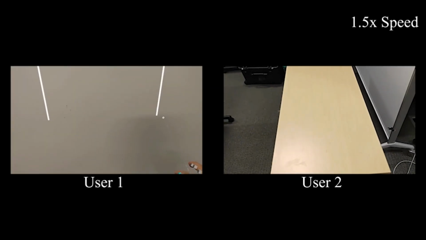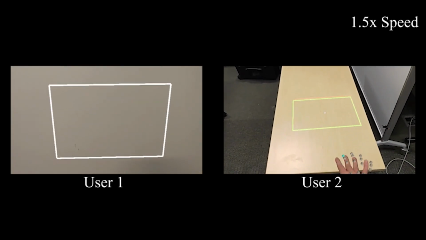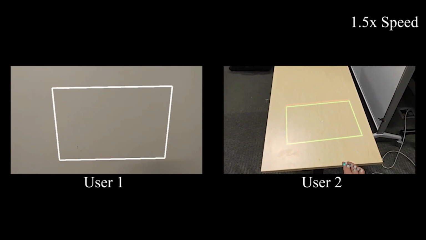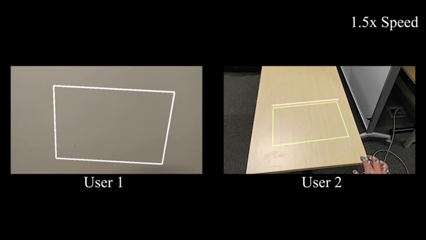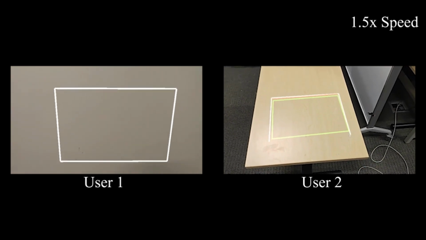Using a head-mounted headset allows users to conveniently set up shared surfaces anywhere in their environment. For example, one user can set up on a whiteboard, while the other user can set up on a desk.